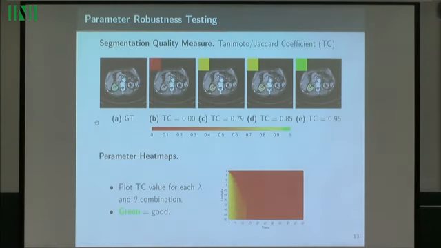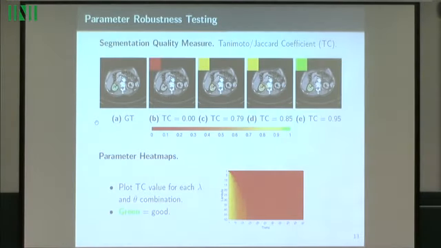First of all, what the quality measure actually is. We use the Tanimoto or Jaccard coefficient, which looks at the overlap between a ground truth and your segmentation result and gives a number between 0 and 1. 1 is a perfect segmentation and 0 is a failure. As we vary parameters, we get different segmentation results, and the Tanimoto coefficient goes up and up as the result gets closer to the ground truth.